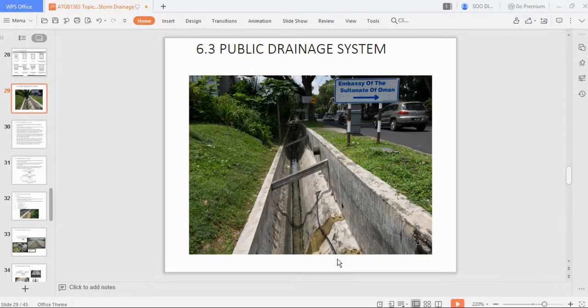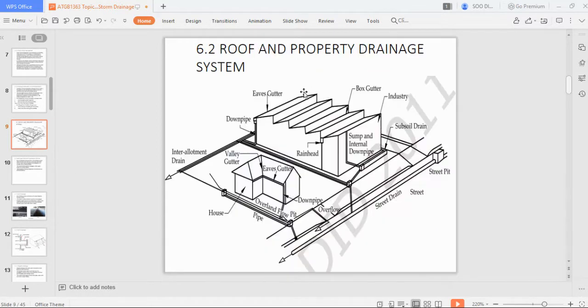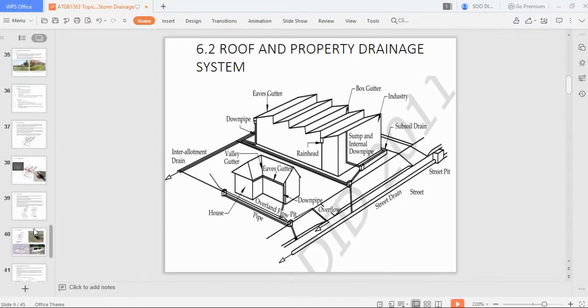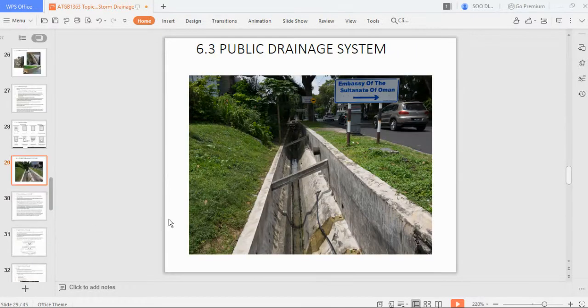Okay, so continuing on with your storm drainage system. Finally, we have your public drainage system. So we have your internal system, which is from your roof, down pipe, and to the surrounding piping system. And then when you go towards external, it will be more towards this sort of covered drain. This is a public drainage system.